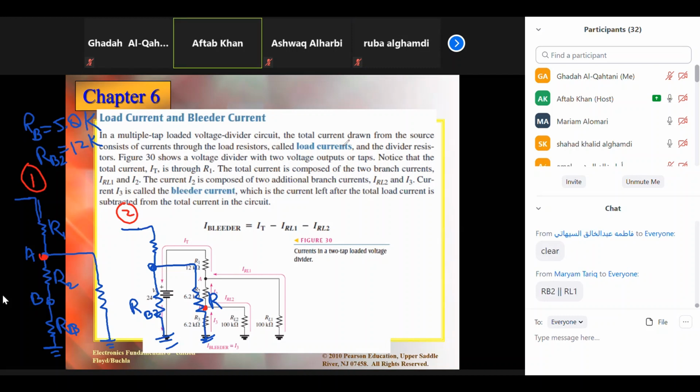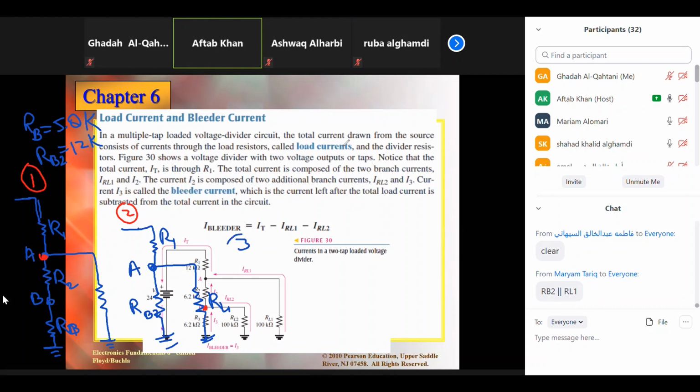Can we simplify further? Yes. What is RB2 with RL1? Okay, so can we give the name RA because this is point A? Yes. Okay, this is our understanding. Anyone can give any name. You can give Arwa, no problem, or it's just labels.